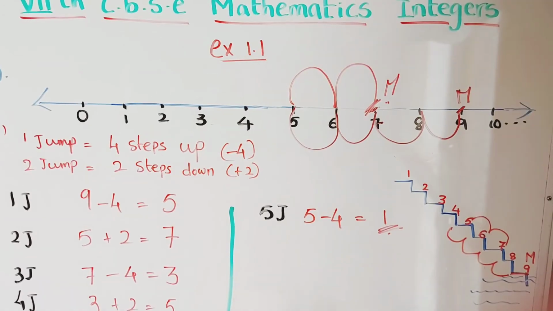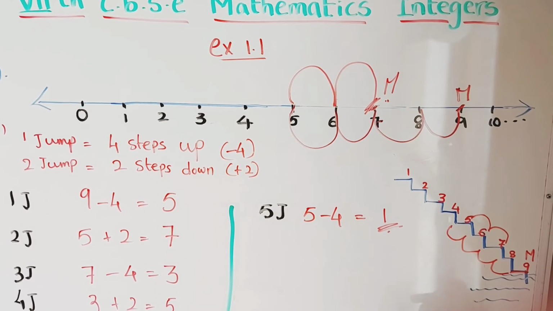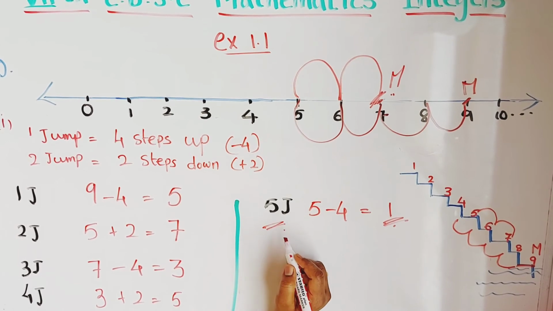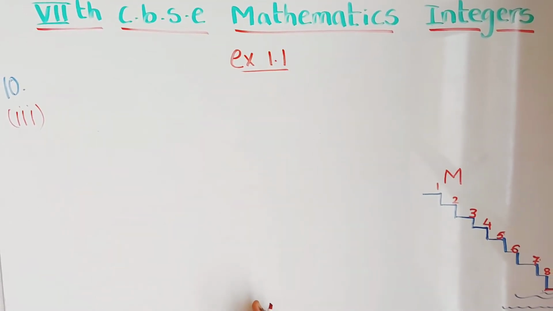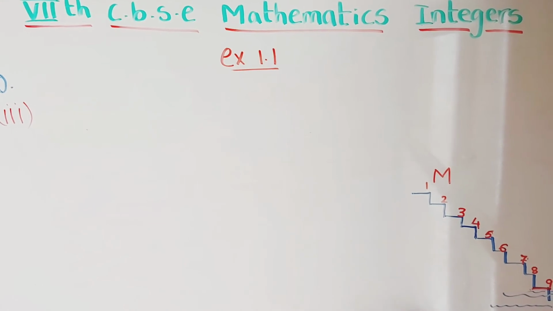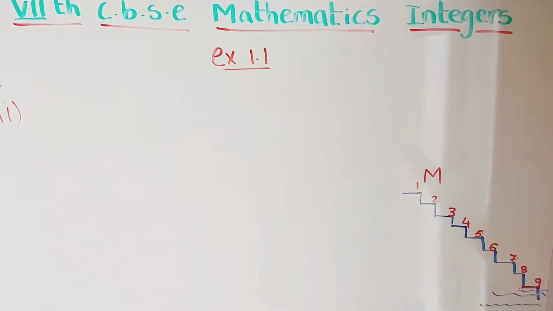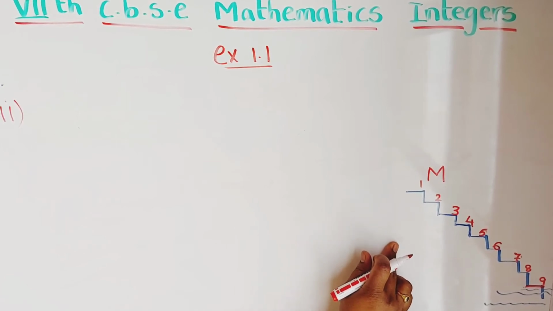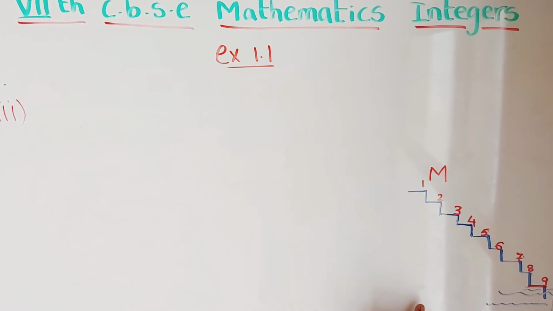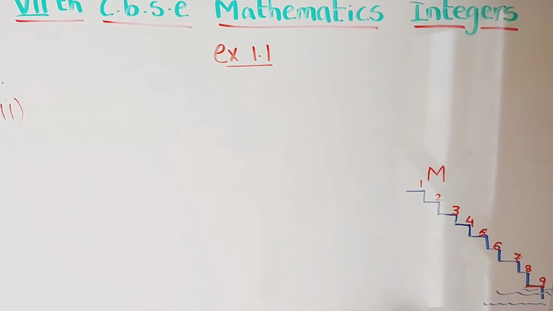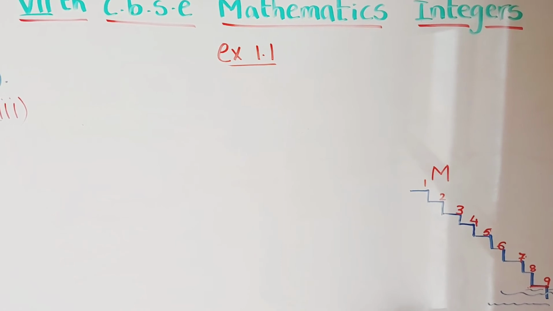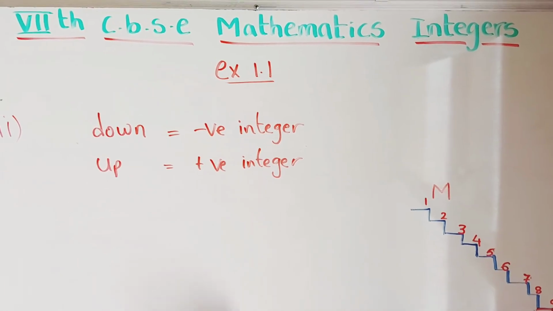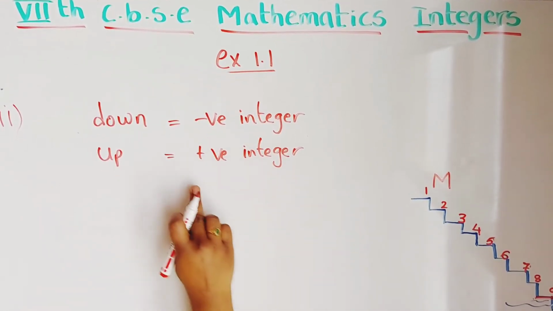Okay, children. So now after drinking water, he reached back the top steps in 5 jumps. Okay, children. Third question. If the number of steps moved down is represented by negative integers and the number of steps moved up by positive integers, represent his moves in part 1 and part 2 by completing the following patterns. Okay, children, they are giving number of steps moved down is represented by negative integers and number of steps moved up by positive integers.